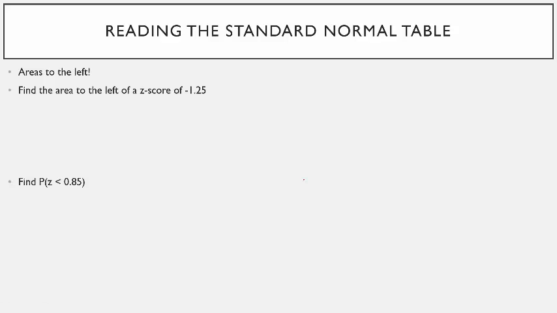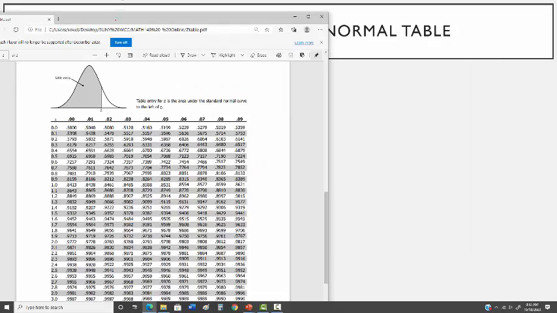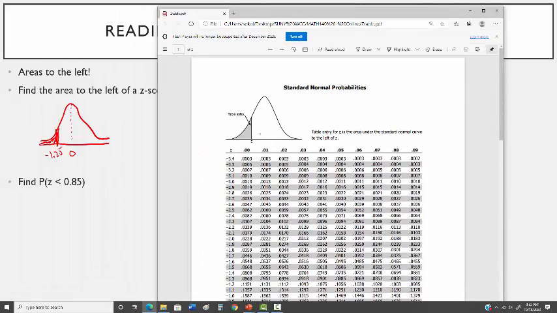Okay, so let's do first off areas to the left. So let's find the area to the left of a z-score of negative 1.25. Okay, so what I like to do is I like to draw it, okay? So whenever you see a z-score referenced, it's going to be the standard normal curve, centered around 0, and I want to find the area to the left of negative 1.25. So I'm going to shade everything to the left. Well, look, a negative z-score kind of looks like this right here. So here's how you read the table.